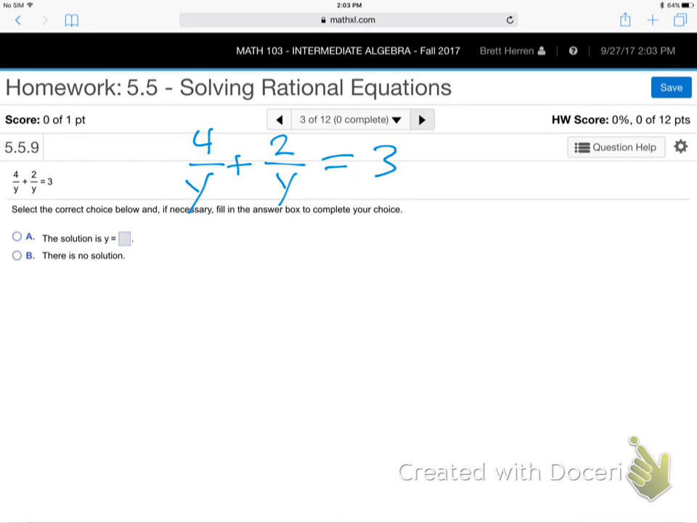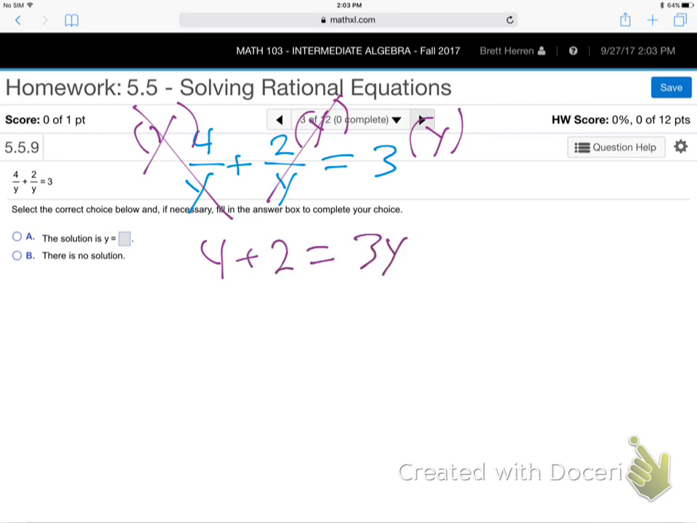So what do I do with it? Y, right across the top. Top. Cancel out. Wow. You like these better, right? So these y's cancel, these y's cancel. 4 plus 2, this is 3y. Get to there: this is 6 equals 3y. No more fractions. First step, the fractions go away, which is so nice.